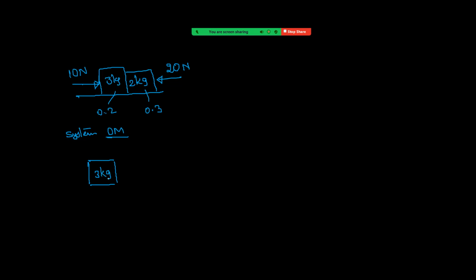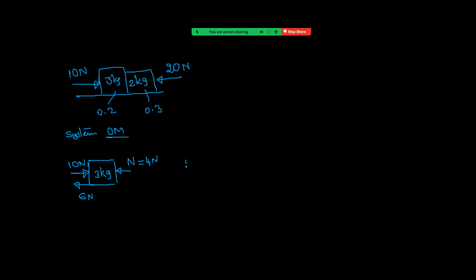For the 3 kg block, see how many forces are acting. Applied force 10 Newton, the normal reaction by the 2 kg block on the 3 kg block, and from the ground, frictional force. This is 10. When this is 10, friction tries to balance it. At this contact, frictional force limiting value is 6, so I'm taking 6 here. Since net value is 0, this N value must be equal to 4, right? So that 4 plus 6 equals 10.